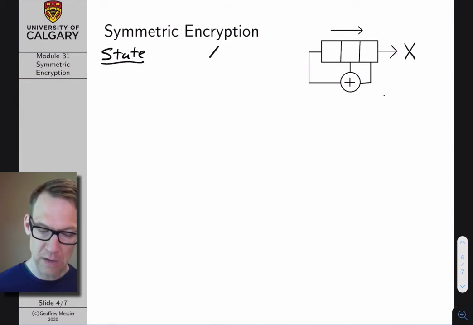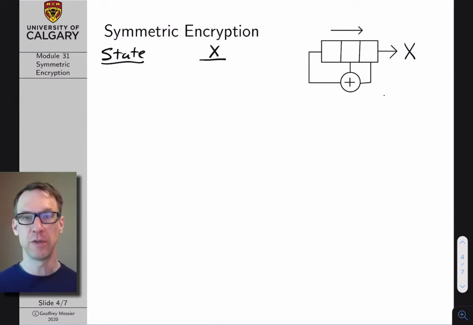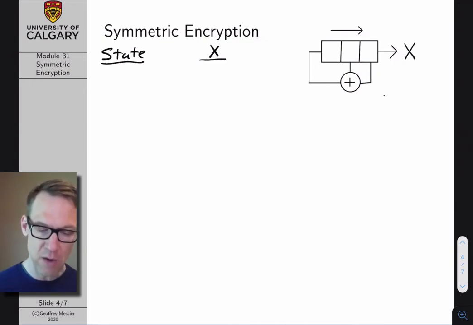So as the bits are shifted and as the state of the feedback shift register changes, also the bits in our scrambling sequence change as well. So let's do an example. Let's say that we initialize our linear feedback shift register to have a state of 0, 0, 1. That means the bits are 0, 0, 1.